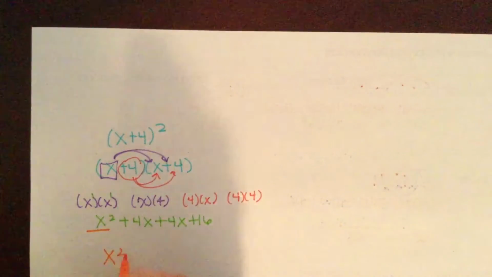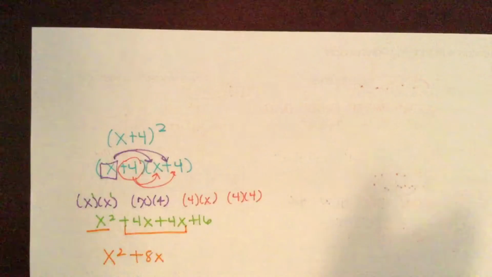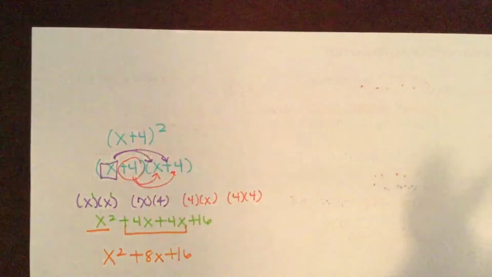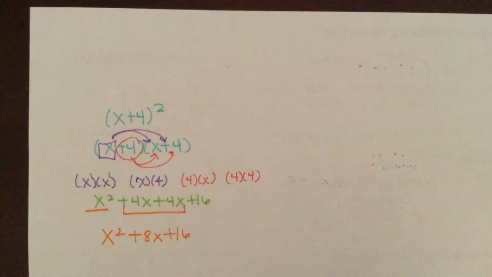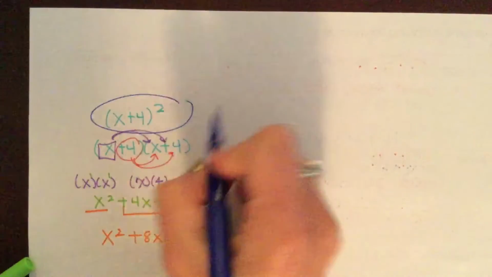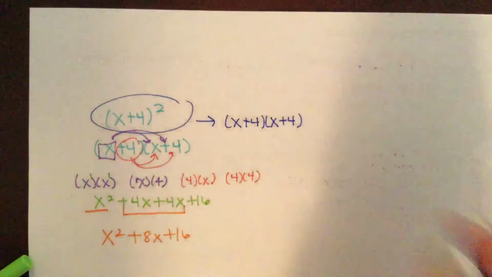There are no like terms with my x squared. I should see that 4x and 4x can combine to make a total of 8x. And then I have my constant term of 16. This is in descending order. The key to this problem is just making sure that you rewrite x plus 4 squared as x plus 4 times x plus 4.